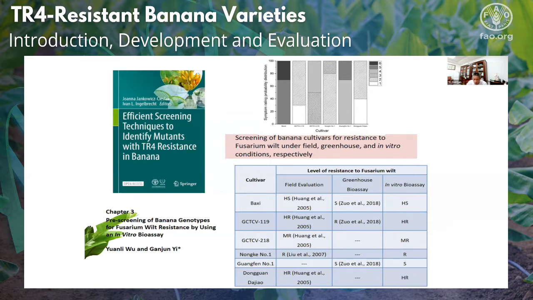If we look at the field evaluation and the greenhouse bioassay, and also use our technology, the in vitro bioassay, you can see we almost get the same result. You look here, Baxi is highly susceptible. And 119 is TR4 resistant, even in Korean horse, is resistant, and in the in vitro bioassay also highly resistant. So this technology is very useful for the early selection in our breeding. And also this is Dongguan Zhajiao, we call it a plantain, which is very highly resistant, and the Yuichu is also highly resistant. Okay, next please.